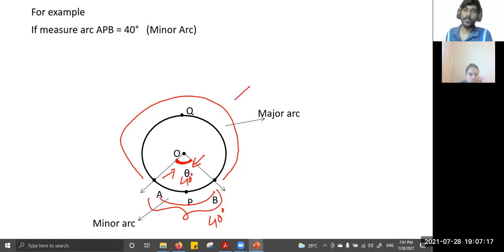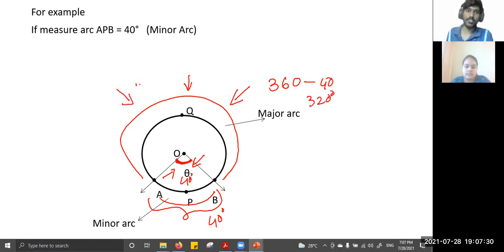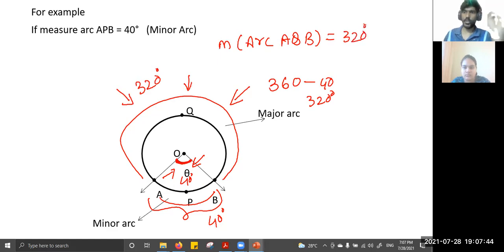Now, how will you find the measure of the major arc? That is this one. You do 360 minus 40, which is 320 degree. So that means the measure of this major arc is 320 degree, or you can write it like this: measure of arc AQB is equal to 320 degree. Okay, this is just a simple example. Is this example clear? Yes? Okay.